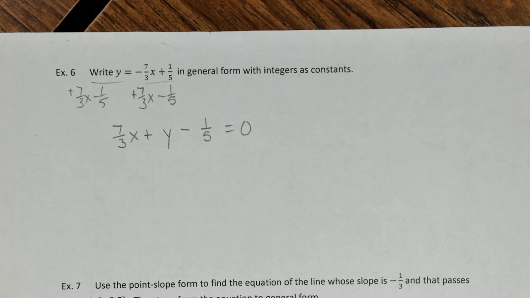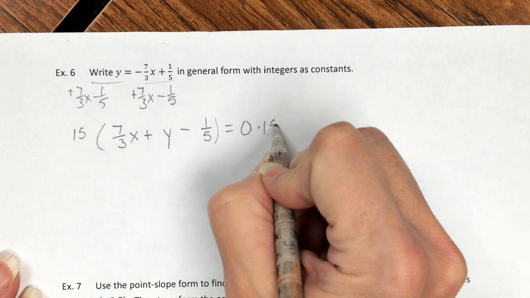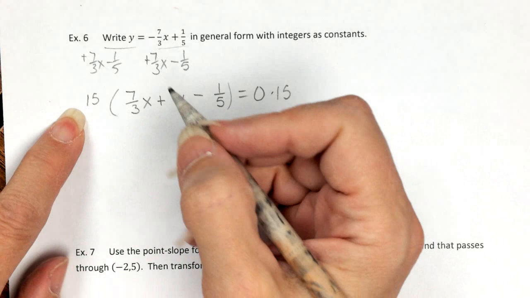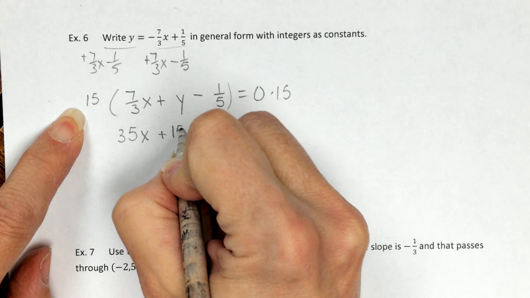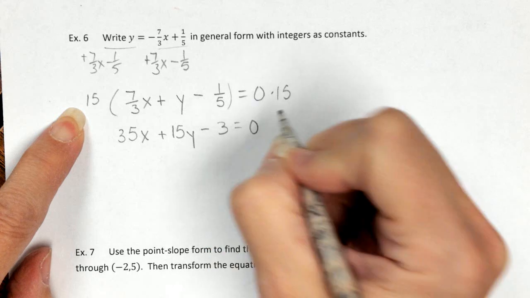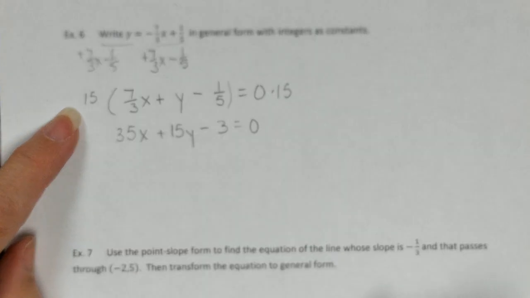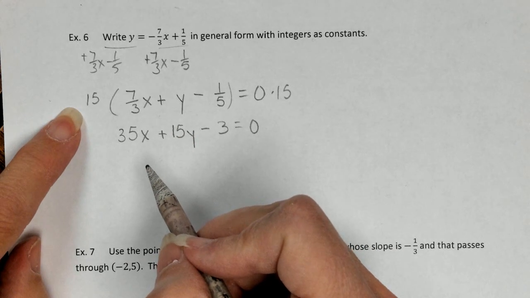So looking at these denominators, I see the LCM is 15, so that's what I'm multiplying every term in the equation by. Multiplying by 15. Okay, then 3 goes into 15 5 times. We have 35x plus 15y minus 3 equals 0. Okay, double check my calculations. I think that looks all right.